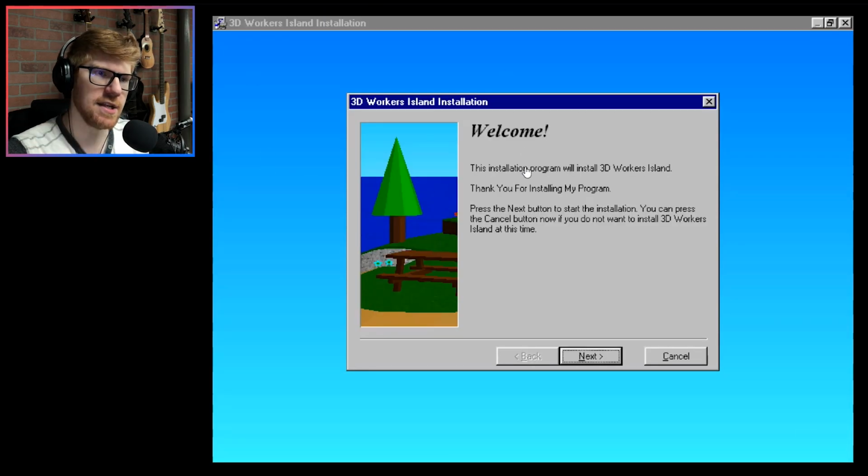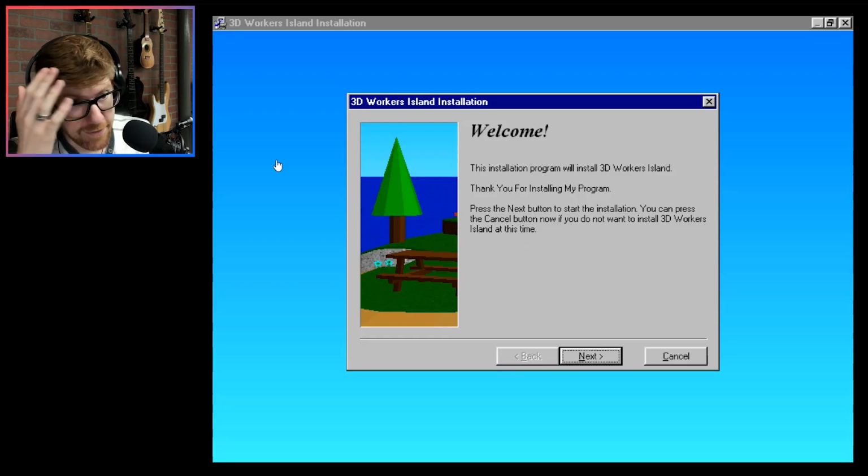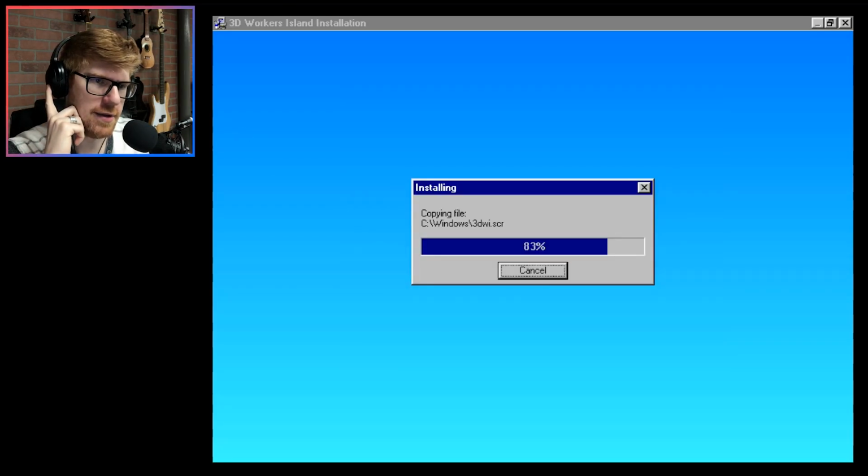Okay, welcome. It's an installation program. This is the Wizard, you guys. Thank you for installing my program. You know what? You are welcome. Press the next button to start the installation. Well, which button's next? Technically, the back button's next if you consider next from this text line. You can press the cancel button now if you do not want to install 3D Worker Island at this time.